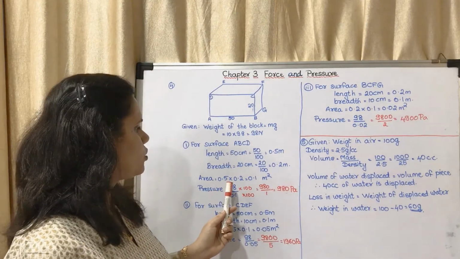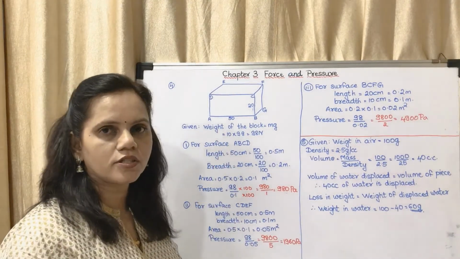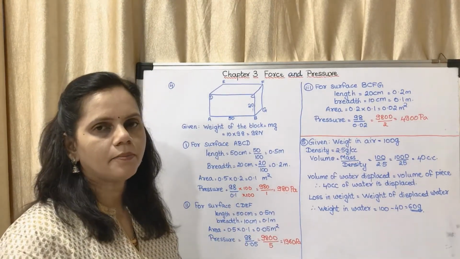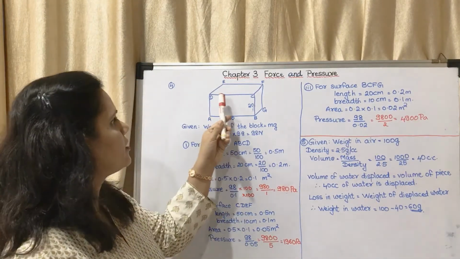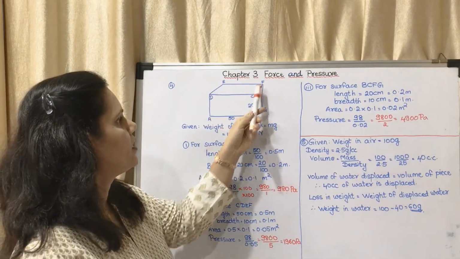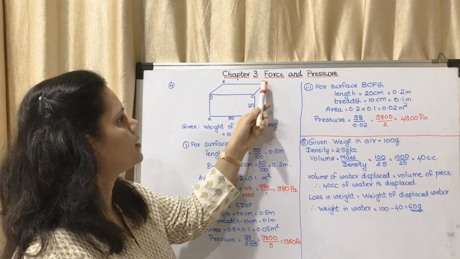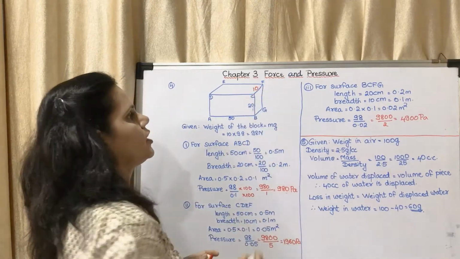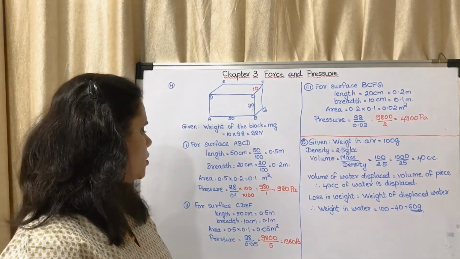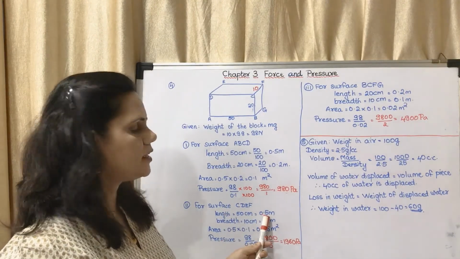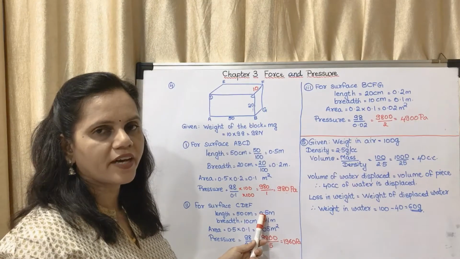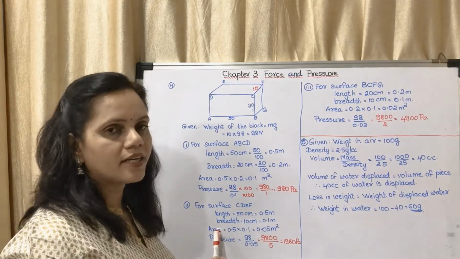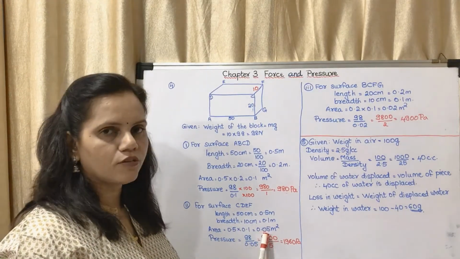So pressure is equal to force upon area. Weight and force are the same. So force upon area, you will get it as 980 Pascal. Similarly, for surface CDEF, the length is 50 and the breadth they have given as 10. Length you have to convert into meter, so it becomes 0.5 meter. Breadth becomes 0.1 meter. You have to find out the area. The area is 0.05 meter square.